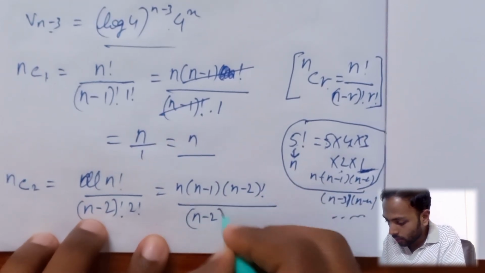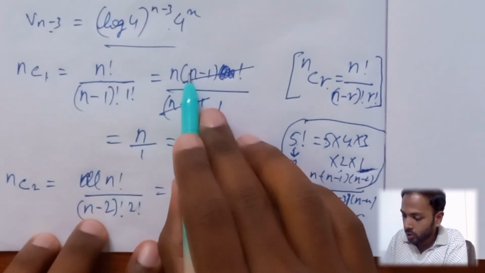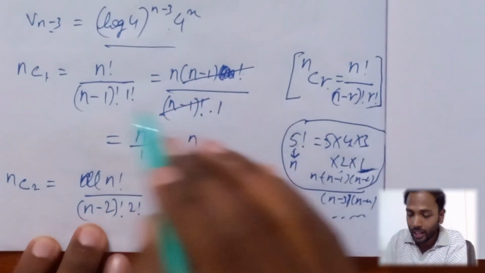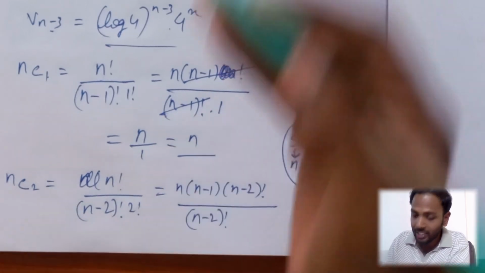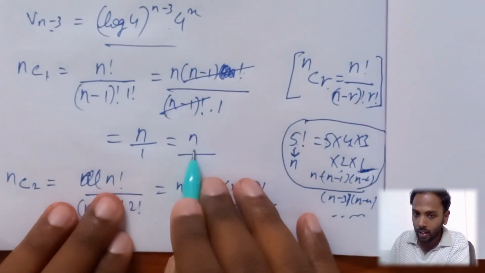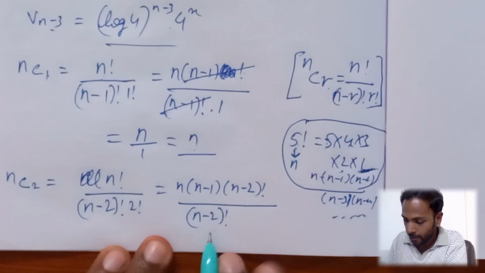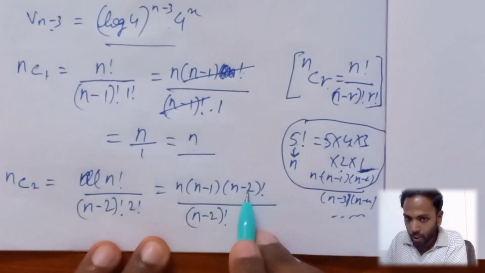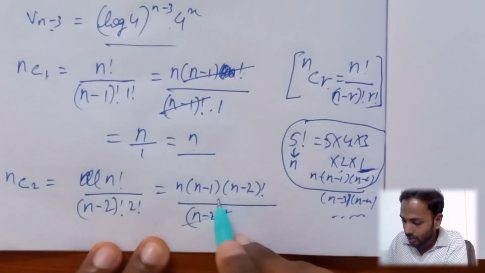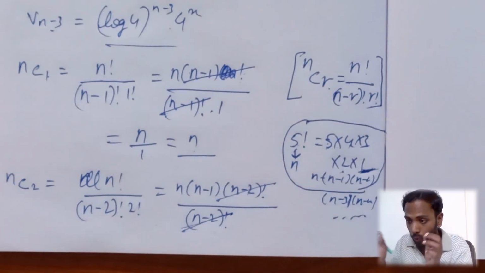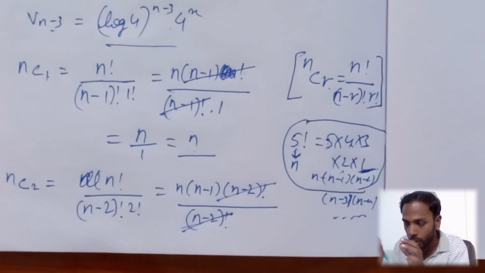...into n minus 2 factorial. See, in the previous question, I stopped it with n minus 1 factorial so that I can cancel it, simplify it and reduce it to n. In this one, I'm stopping it with n minus 2 factorial, so that I can cancel this and this. That's how you form it in the way to solve it.